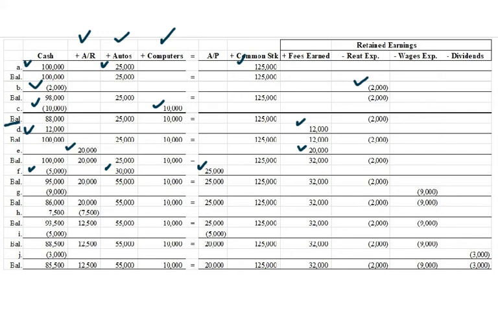So what do we have? We're surrendering 9,000 in cash, and as a consequence, we have wages expense equal to 9,000. Those will just equal each other, and you're done. Nothing more than that.